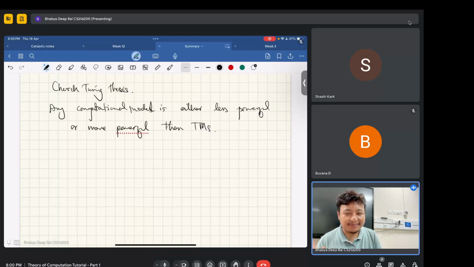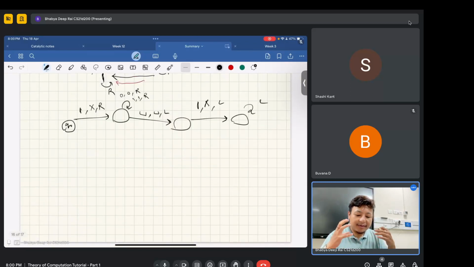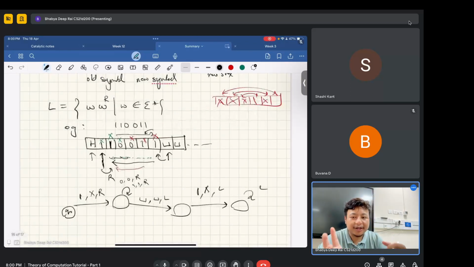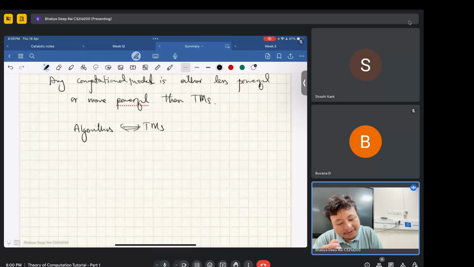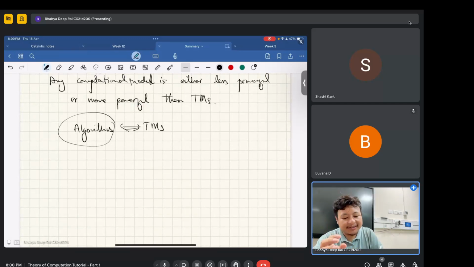Your computer is as powerful as Turing machines. So what it means is that any algorithm you create is as powerful as Turing machines. So always remember that if you're talking about computability problems and checking whether you can solve them using a Turing machine or not, you can always use algorithms instead, because that algorithm can be simulated by a Turing machine. Turing machines can simulate Turing machines, and algorithms can also be simulated by Turing machines.